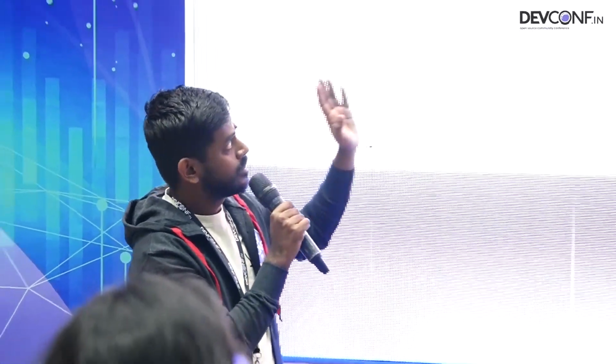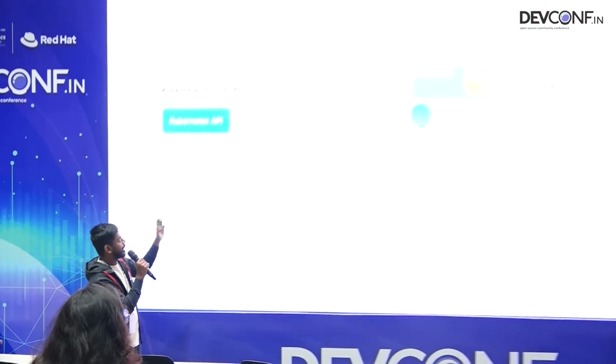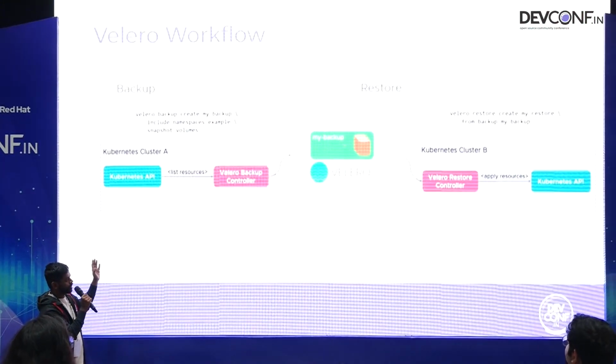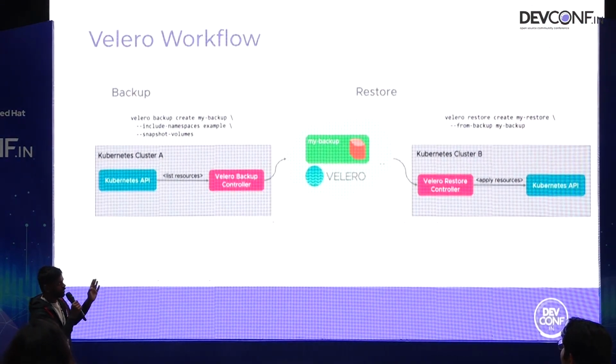This is a good demonstration diagram for disaster recovery as well. For example, if you lost cluster A, then the same backup can be restored to cluster B. Or you can see it as a migration activity, like migrating a workload from cluster A to cluster B. You can see it both ways.